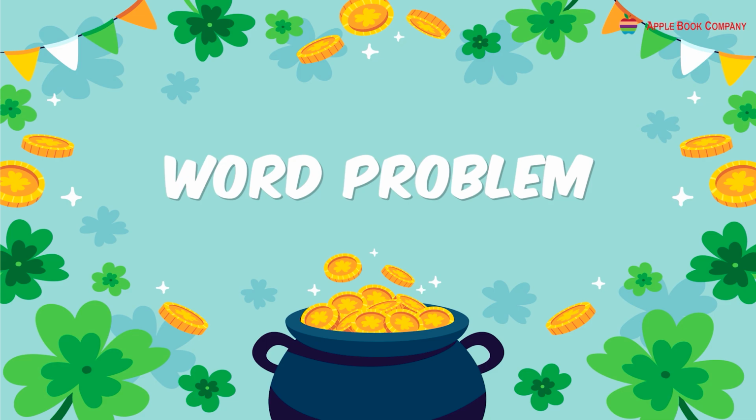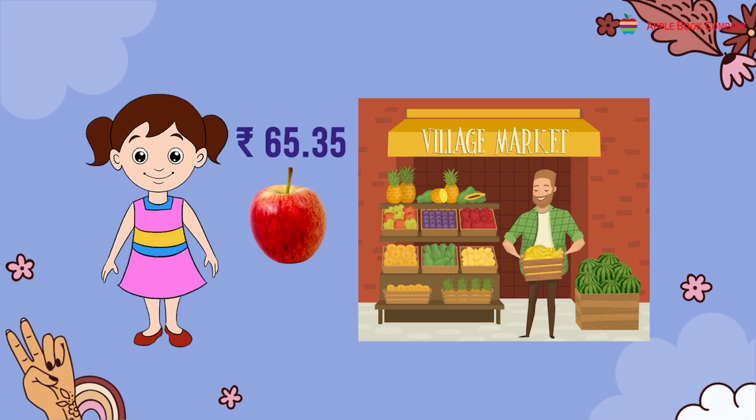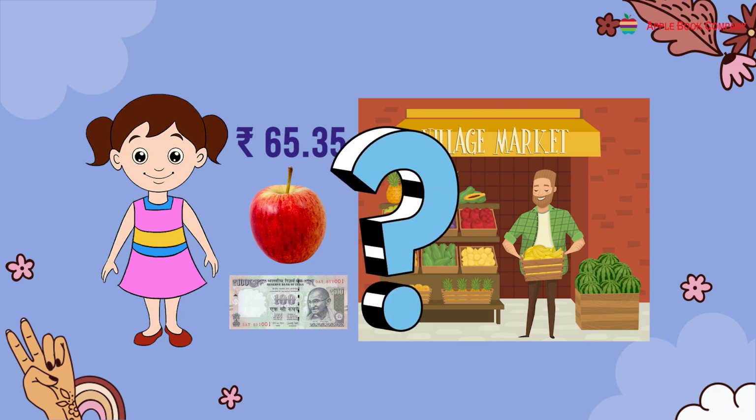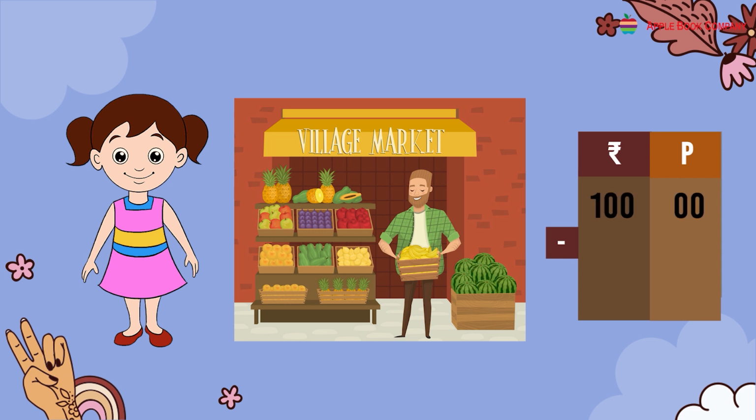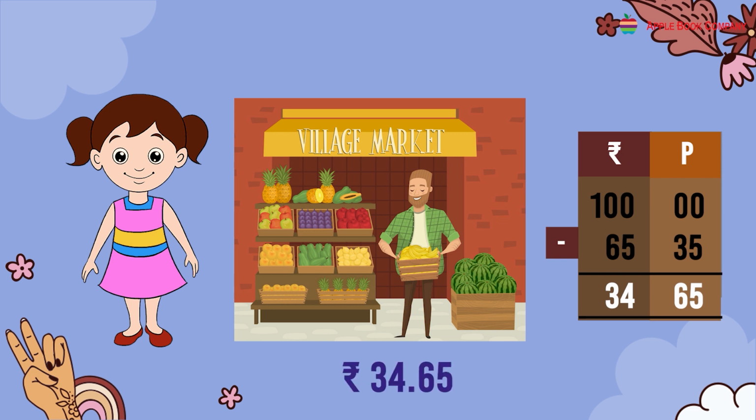Word problem. Shivani purchased apples for 65 rupees 35 paise and gave the shopkeeper a 100 rupee note. How much money did Shivani get back? Solution. Money given to the shopkeeper is equal to 100 rupees. Cost of the apples is equal to 65.35. Money returned by the shopkeeper is equal to 34 rupees 65 paise. Hence, Shivani got 34 rupees 65 paise from the shopkeeper.